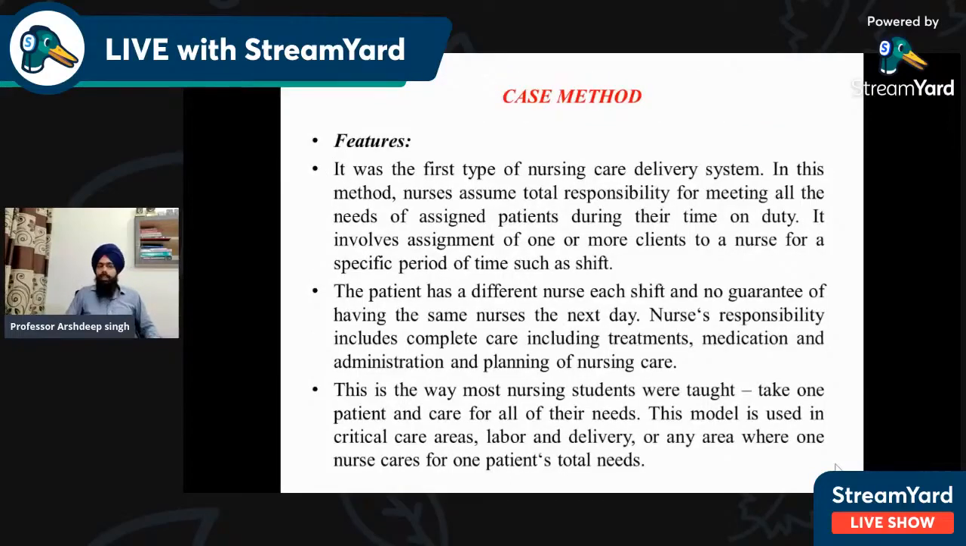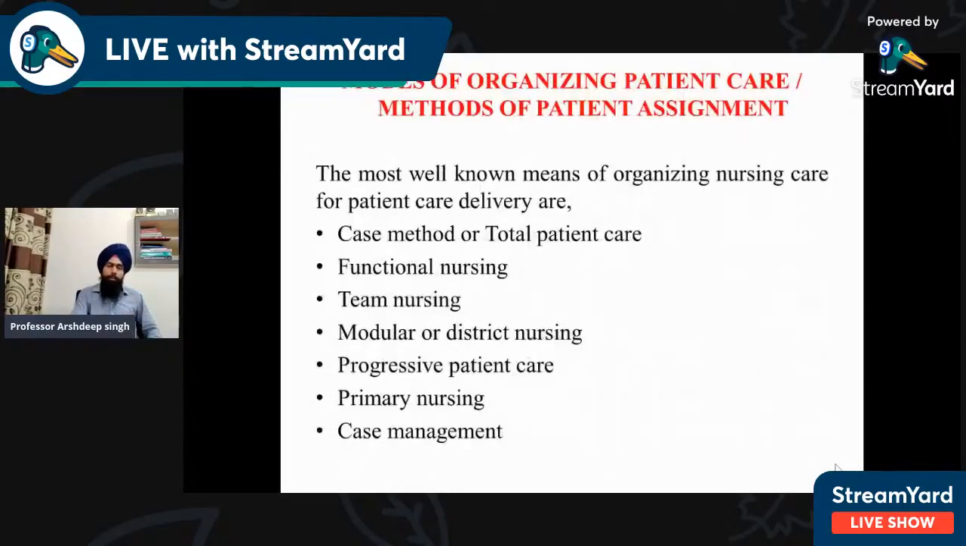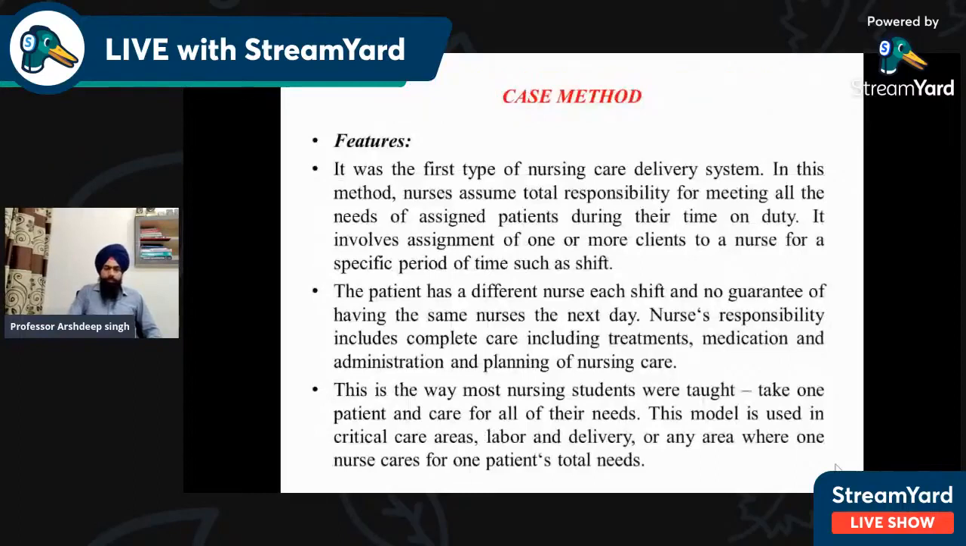In today's lecture, firstly I will explain about the first 2 methods, that is the case method, and the second one is the functional nursing. Okay. So the first one is the case method, as it is clear from the name, a single case. So what are the features of this method or mode? It was the first type of nursing care delivery system. In this method, nurses assume total responsibility for meeting all the needs of the assigned patients during their time on duty.